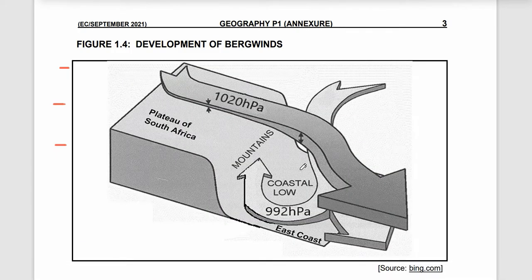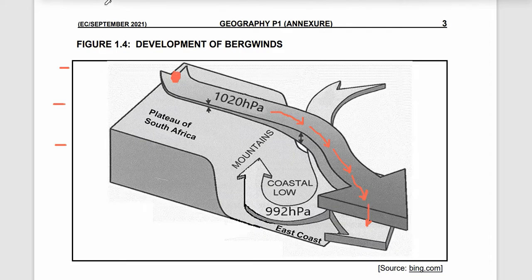Mind you, firstly, berg winds originate from the plateau of South Africa, from the continental parts of South Africa. So what the examiner is trying to ask is how these berg winds get influenced by this coastal low pressure system. You know that the berg winds diverged from the Kalahari High, which was moving in an anti-clockwise movement, to the coast.